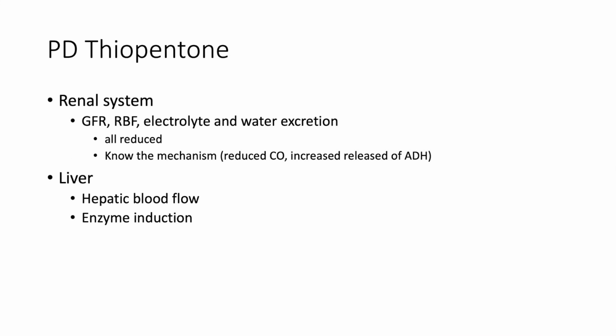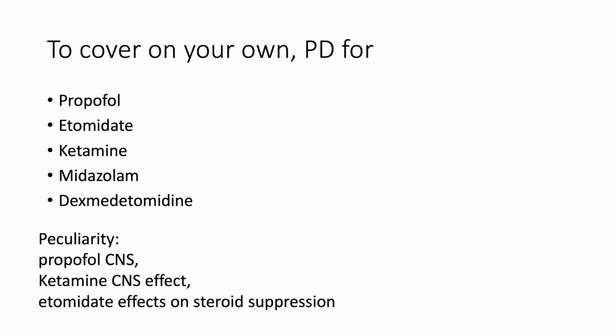So renal system, whatever can reduce your blood flow will reduce your renal blood flow. Reducing your cardiac output will reduce your renal blood flow and so reduce your GFR as well. This one you can get along with. And then liver, again the same thing, hepatic blood flow will change if, let's say, they reduce your cardiac output. So cover the rest on your own. I'm so sorry, no time for all these things. But this is what you need to know when it comes to PD.